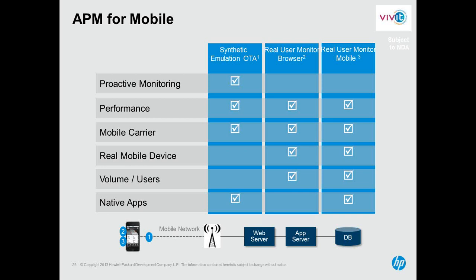And eventually the real user monitor for mobile, which allows us to instrument the application, probe the application on the mobile device and not just the browser through which we are picking up the experience, but the real application which is native to the mobile, and collect all the experience for each real user. So three different solutions provided for end user experience monitoring by one single APM for mobile solution.